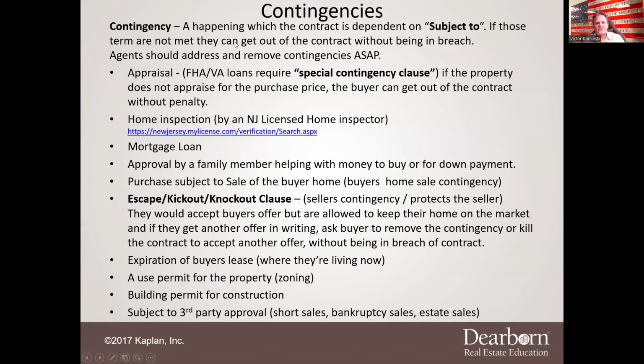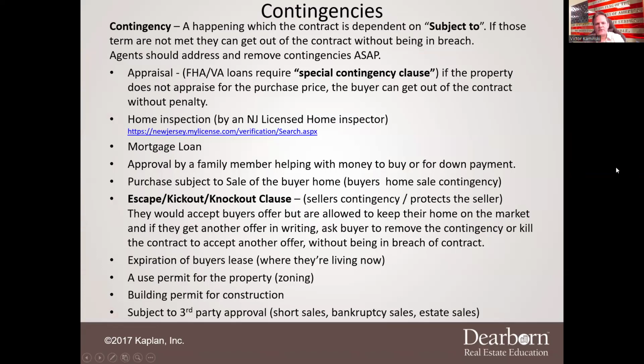So contingency is a happening in which the contract is subject to, and if the terms are not met, they could get out of the contract without being in breach of contract. Agents should address and remove contingencies as soon as possible. That's what ASAP means.